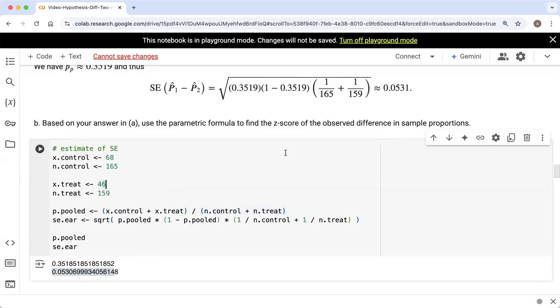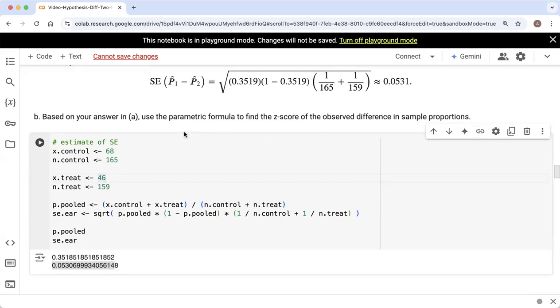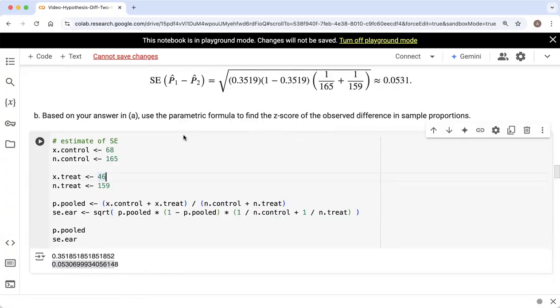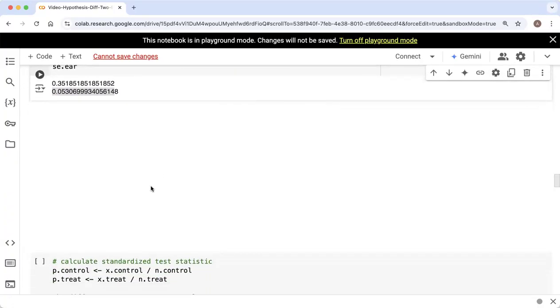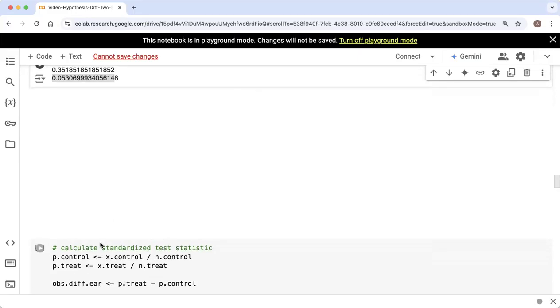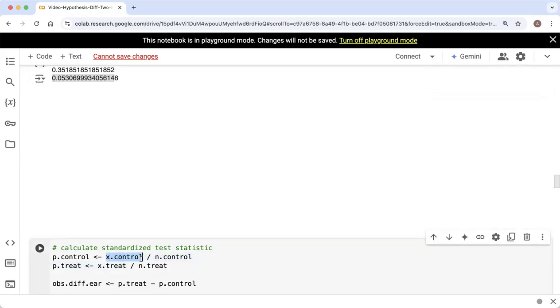Okay, and so part B is asking us to find the z-score of the observed difference in sample proportions. So I'm going to need to use this standard error in order to find that z-score. So the first thing we would do is calculate the non-standardized test statistic. So I've got a sample proportion for those children that were in the control group that got the placebo, what proportion of them got an ear infection. So that's what P dot control is.